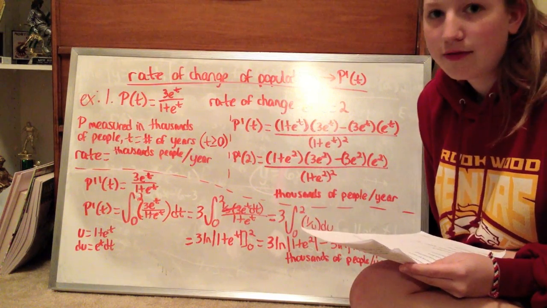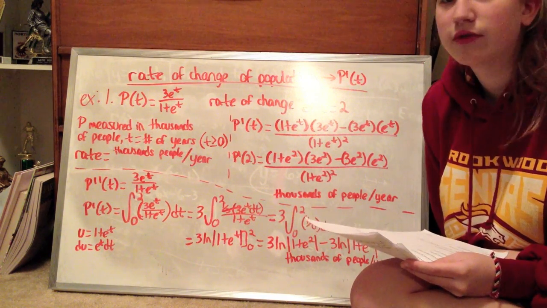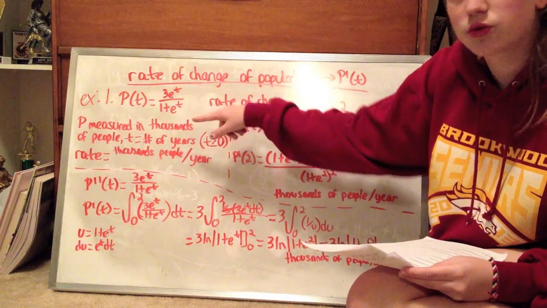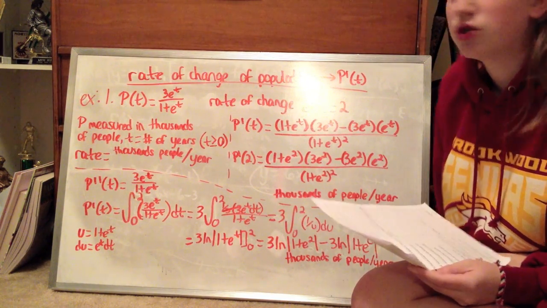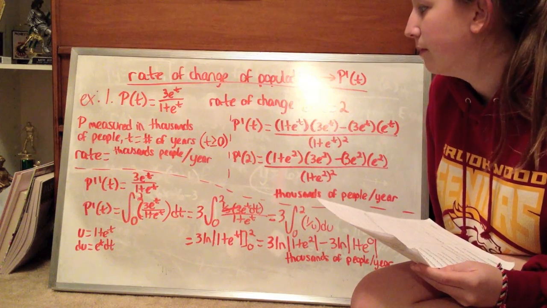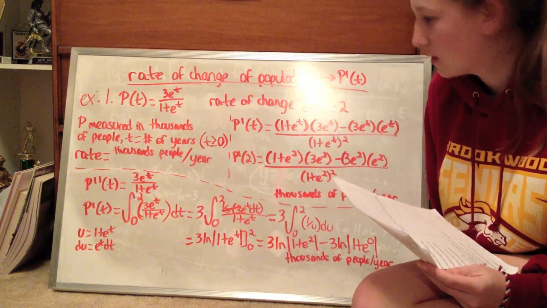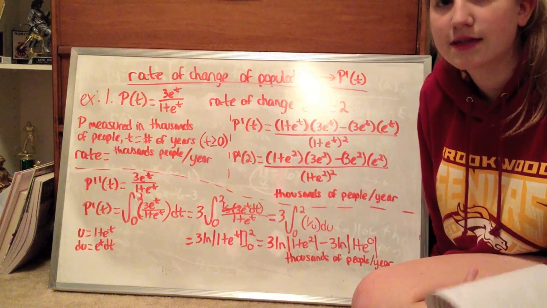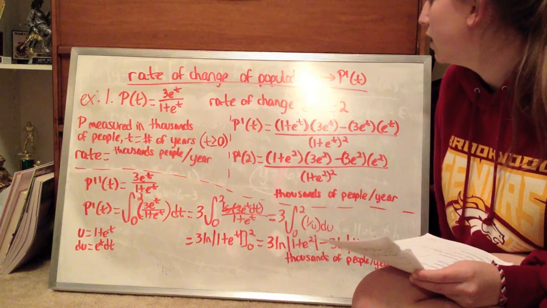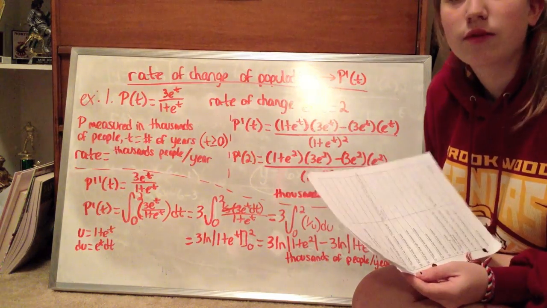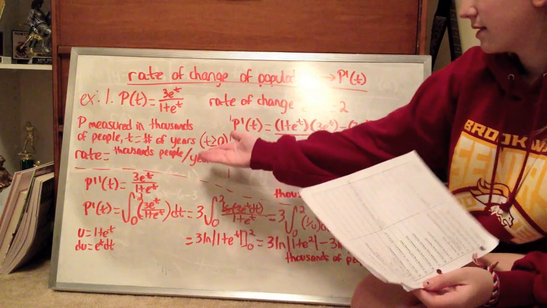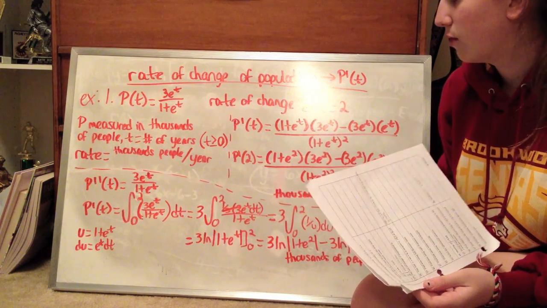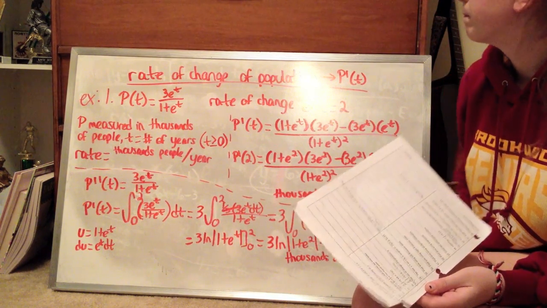For the example that I found, I had an original function p of t equals 3e to the t over 1 plus e to the t, and it told you that p was measured in thousands of people, and that t was the number of years, and since it's the number of years, t is going to be greater than or equal to 0. They want you to find the rate of change at t equals 2. In this case, because of the givens, the rate would be in thousands of people per year.